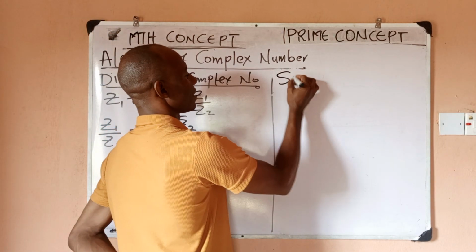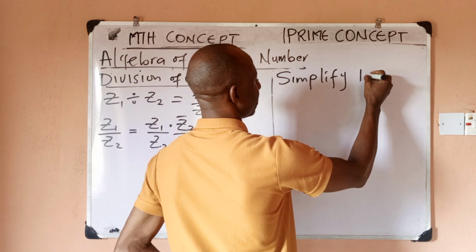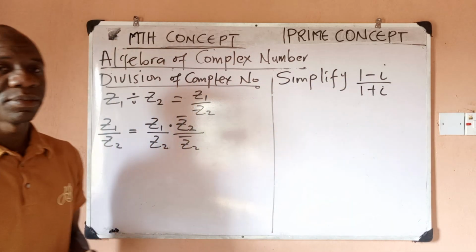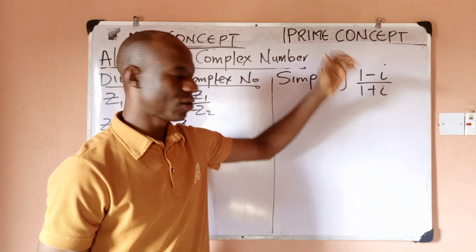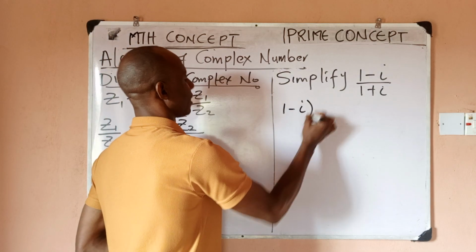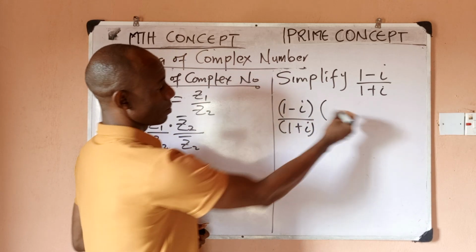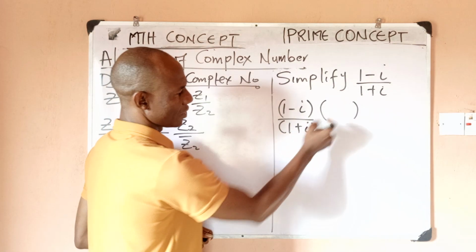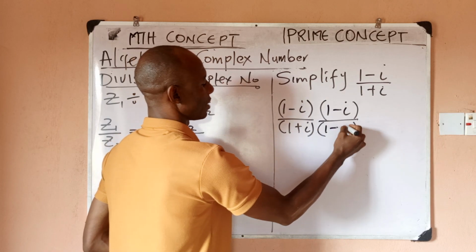Now, simplify 1 minus i divided by 1 plus i. So we want to solve this and simplify. This is division because this above is z1, what you have below is z2, so this is complex division. Now I will have 1 minus i divided by 1 plus i. So what I'm going to do is multiply the numerator by the conjugate of this denominator. The conjugate of this is going to be 1 minus i. I'm also going to multiply here by this same thing, 1 minus i.